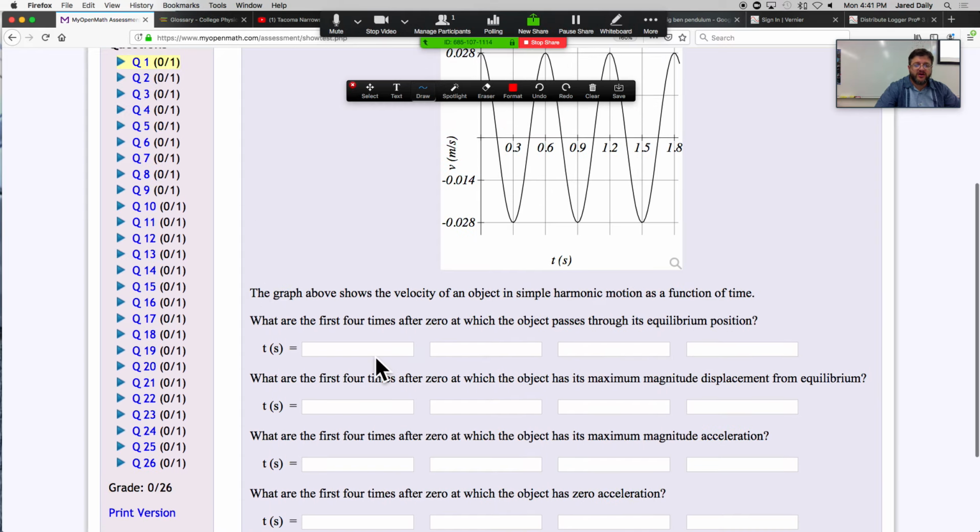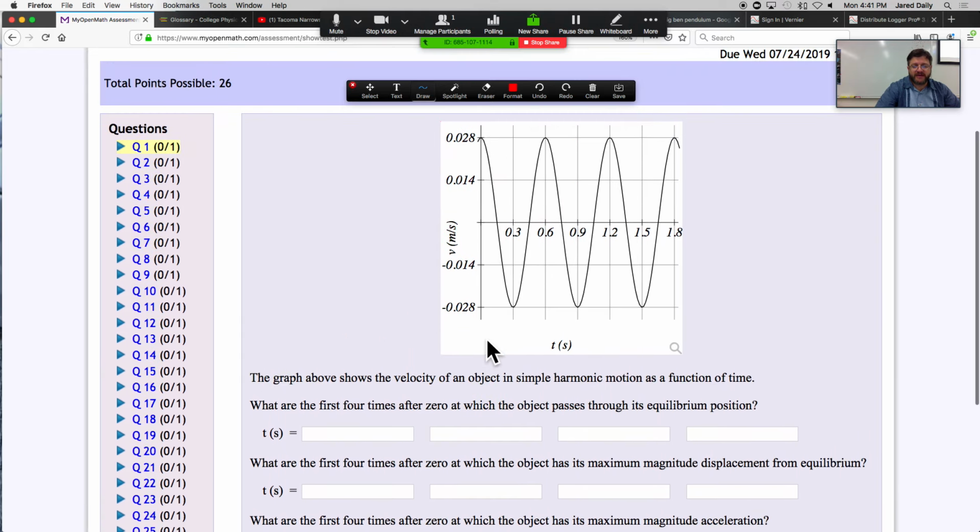So for example here, the first four times after zero which the object passes through its equilibrium point. Well, the equilibrium point is at this zero point here in the middle. So you have this time, this time, this time, this time, this time, this time. So you kind of have to guess. This is about halfway between 0.3, so it's about 1.15, right?